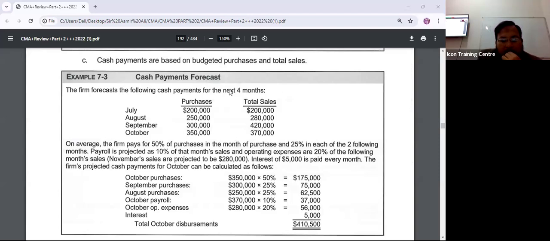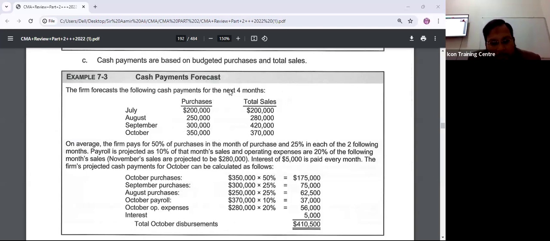November sales are projected to be $280,000. Interest of $5,000 is paid every month. So, the firm's projected cash payments for October can be calculated as follows. Now, these are the cash payments. In the month of October, you purchased 350,000, but you paid 50%, so $175,000 you already paid.